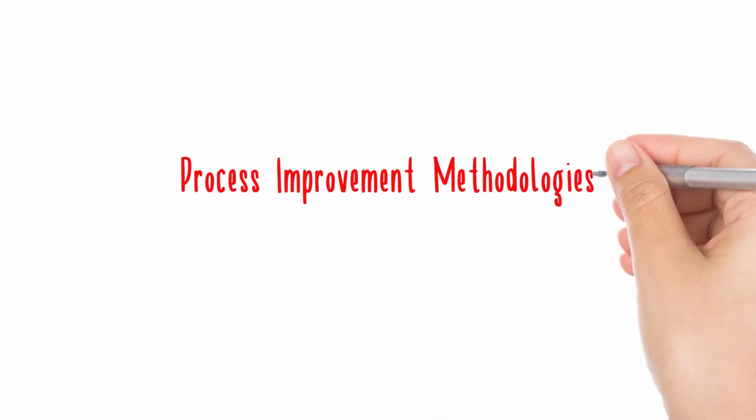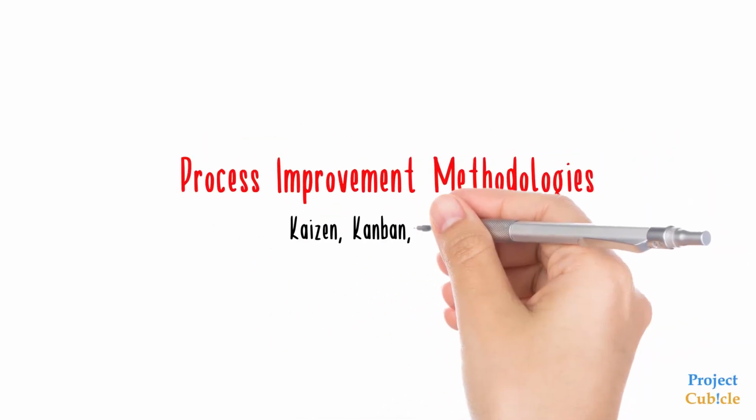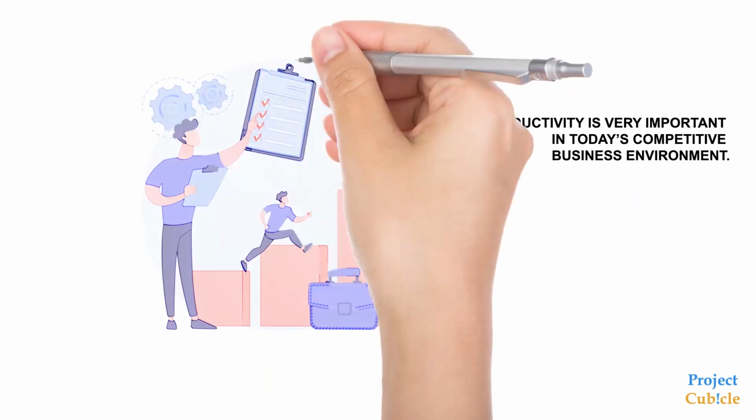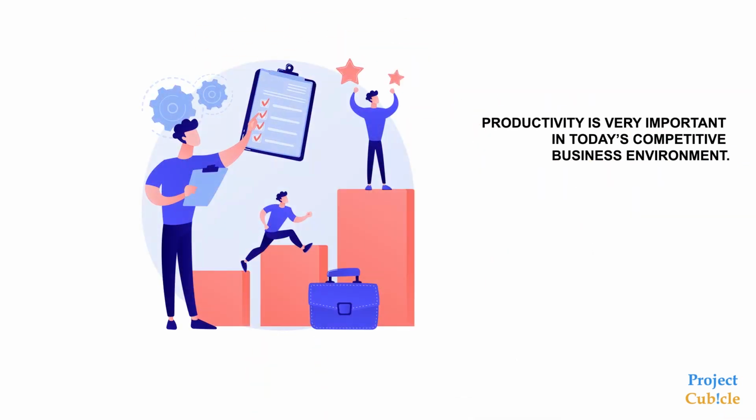Process improvement methodologies. Kaizen, Kanban, Six Sigma. Productivity is very important in today's competitive business environment. Organizations look for ways of improving their processes, reducing costs, and increasing their benefits.